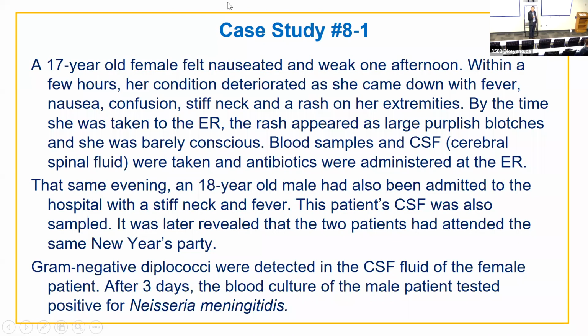Okay, so let's finish off this topic with a case study. We have a 15 or 17-year-old female, and she's nauseated and weak, and eventually it gets worse: fever, confusion, stiff neck, and a rash. Anyone who's seen this before probably has a good idea of what it is. But we'll continue to go through it. She gets brought to the ER, and she's having problems with consciousness.